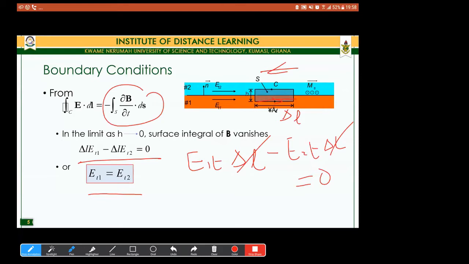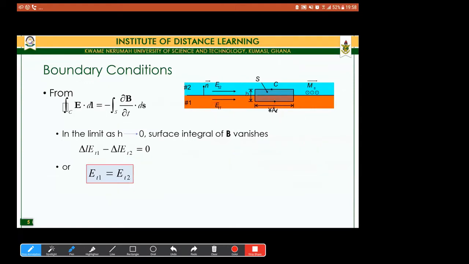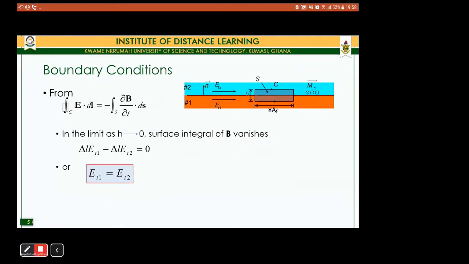In other words, the tangential component of the electric field intensity is continuous across the interface. E1 will be equal to E2 across the interface. The tangential component of the electric field intensity is continuous across the interface.